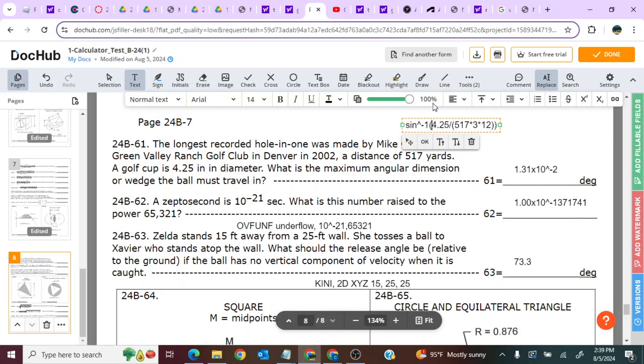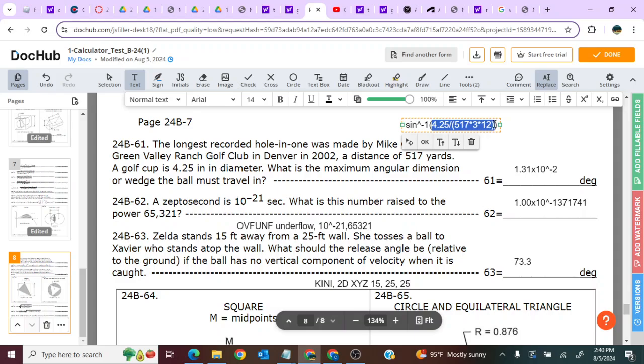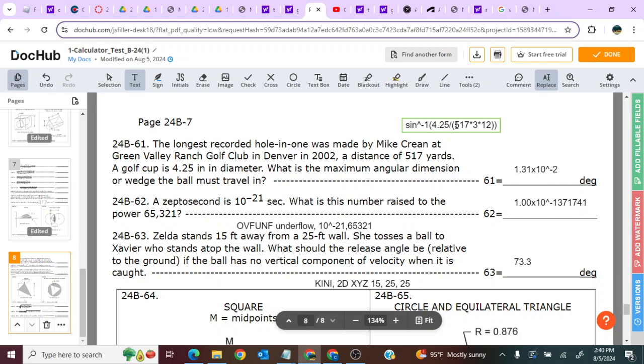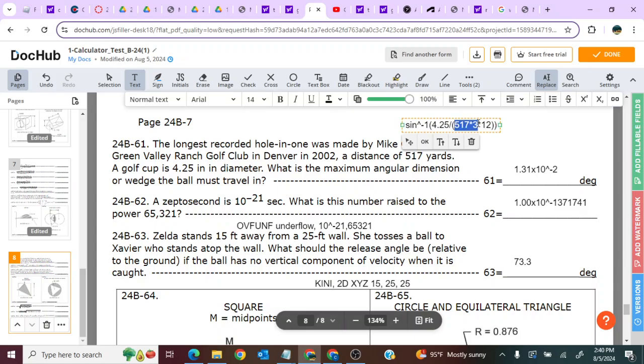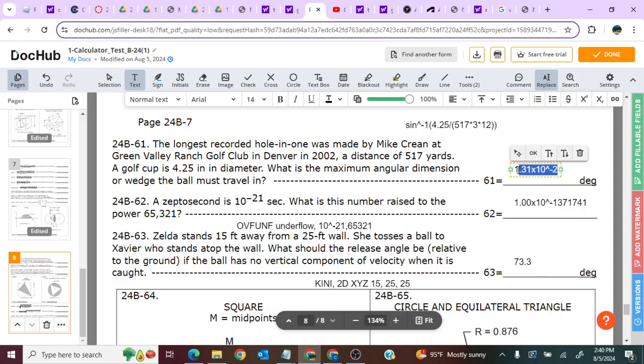So what you do is figure out the proportion of the distance of the golf cup to the entire hole. So 4.25 over 517 yards, converted to feet, converted to inches. Then you take sine inverse of that, make sure you're in degrees, and you get 1.31 times 10 to the negative 2 degrees.